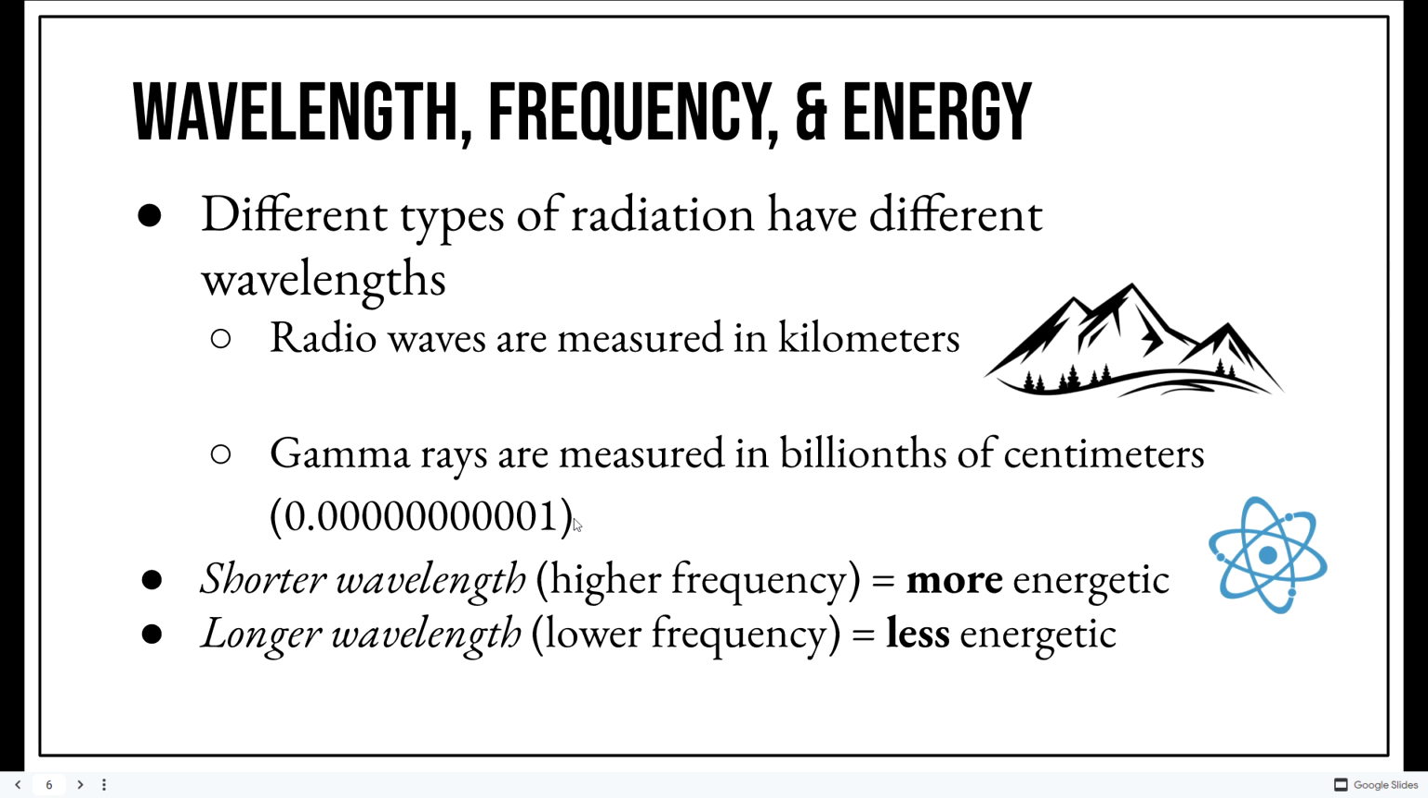Shorter wavelengths are going to have higher frequencies because you can fit more of them into a given time frame. They have more energy. You have to have that more energy to keep them going at that faster rate. Longer wavelengths are going to be lower frequencies because fewer waves will pass by a given point in that same time, and so they're less energetic. It doesn't take nearly as much energy to keep those longer wavelengths going.